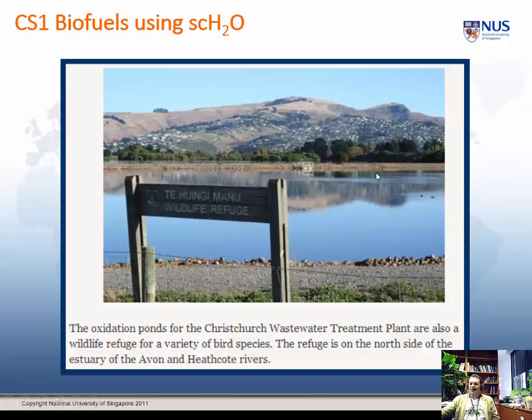This is one of the oxidation ponds, major wildlife reserve. In fact, looking from my office window, my office is actually behind this photograph. I could see that in the distance. So my office was quite close to this project, where this project was running.